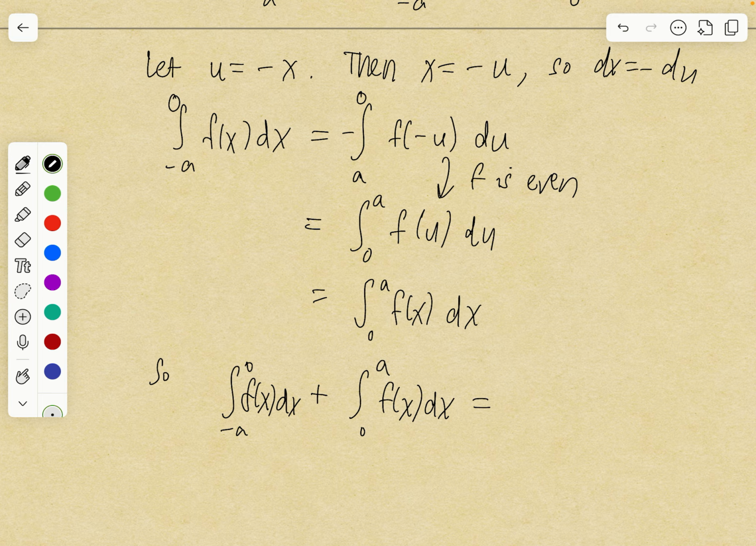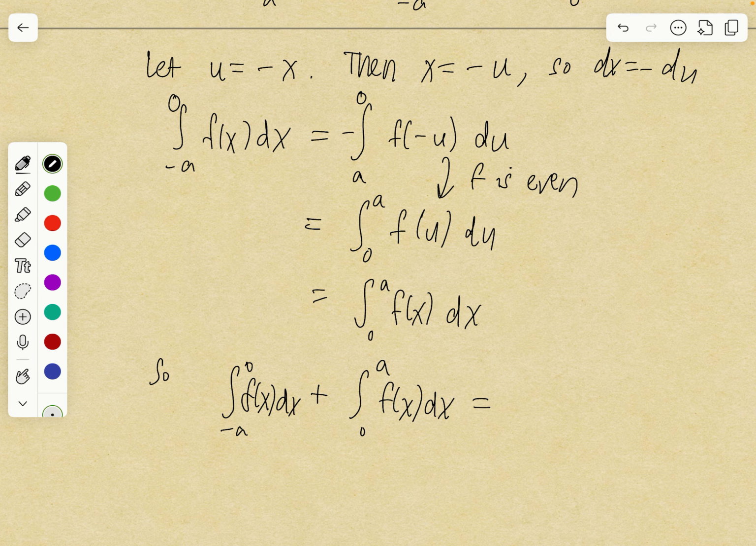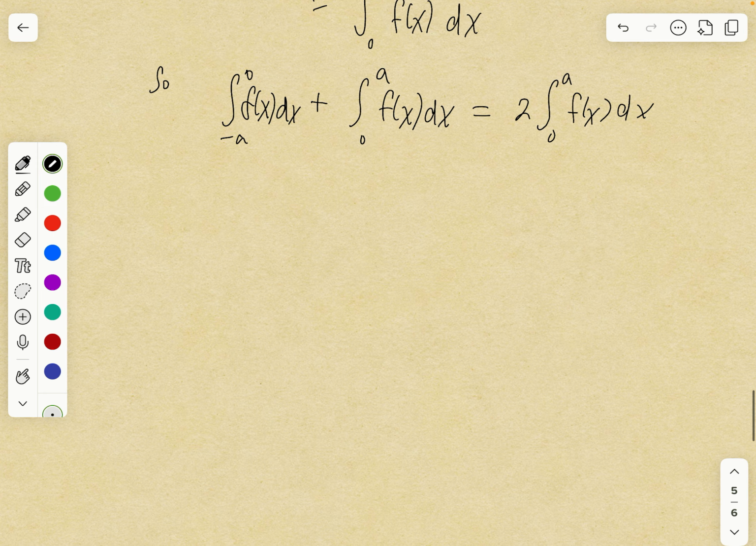Now, we know that this is just equal to that. So you're just going to get 2 times the integral from 0 to a, because you have the integral from 0 to a plus the integral from 0 to a. That's just 2 times the integral from 0 to a. Okay, so that was part A. Now let's look at part B.